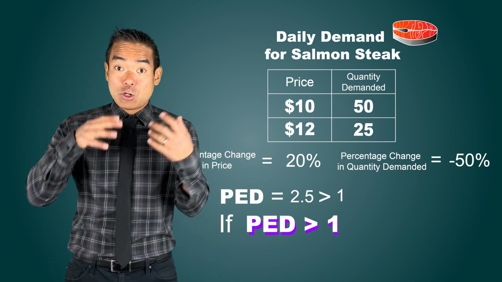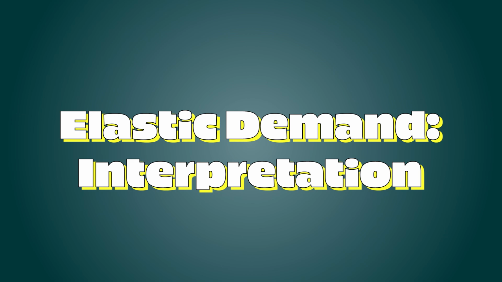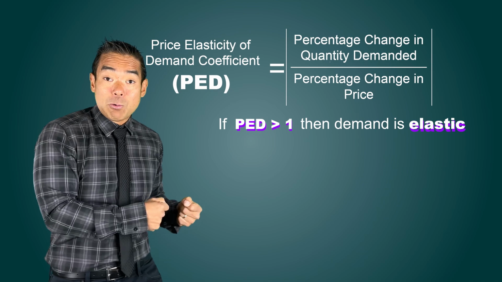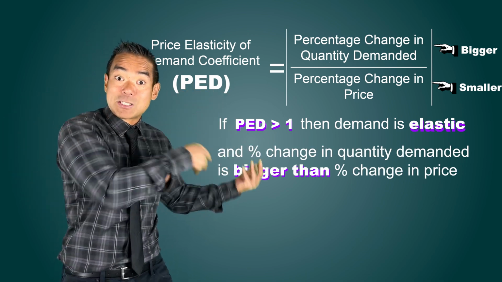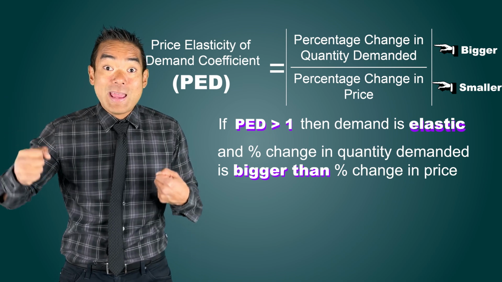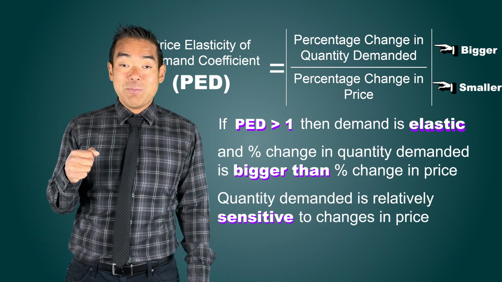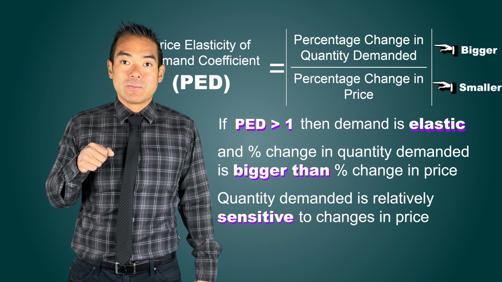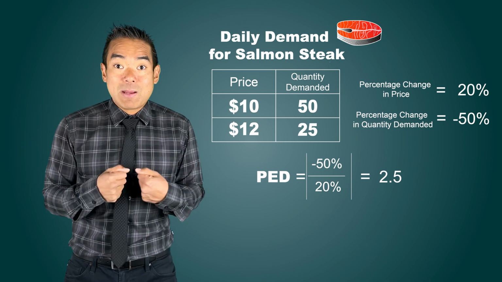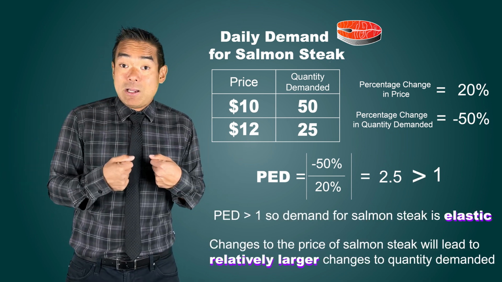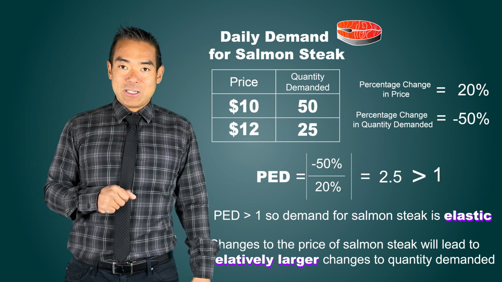When the price elasticity of demand coefficient is greater than 1, we say that demand is elastic. What does that mean? Again, if the price elasticity of demand coefficient is greater than 1, then the top of this thing must be bigger than the bottom. Percentage change in quantity demanded must be bigger than the percentage change in price. A change in price leads to a larger change in quantity demanded. This is what we call elastic demand. When demand for a product is elastic, quantity demanded is relatively sensitive to changes in price. In the case of salmon steak, price increased by 20% and quantity demanded decreased by more than 20%, in this case 50%. Similarly, if demand is elastic and price decreases by a certain percentage, quantity demanded should increase by an even larger percentage.